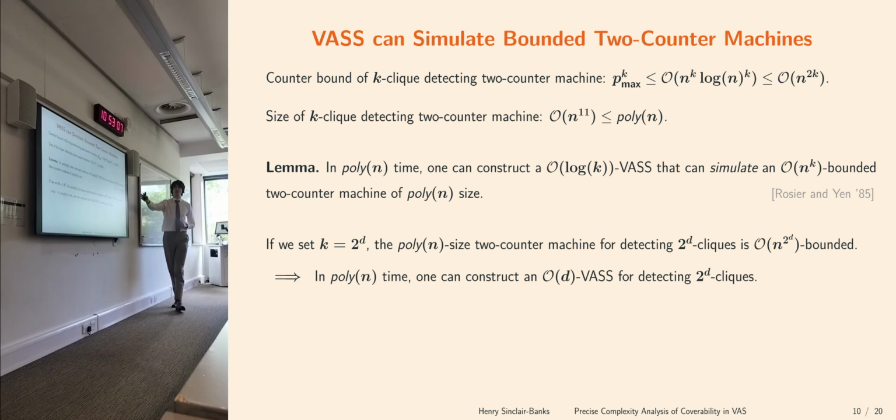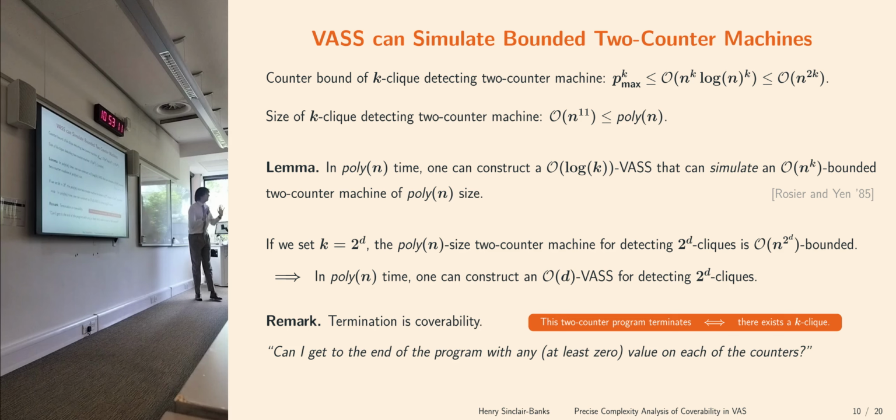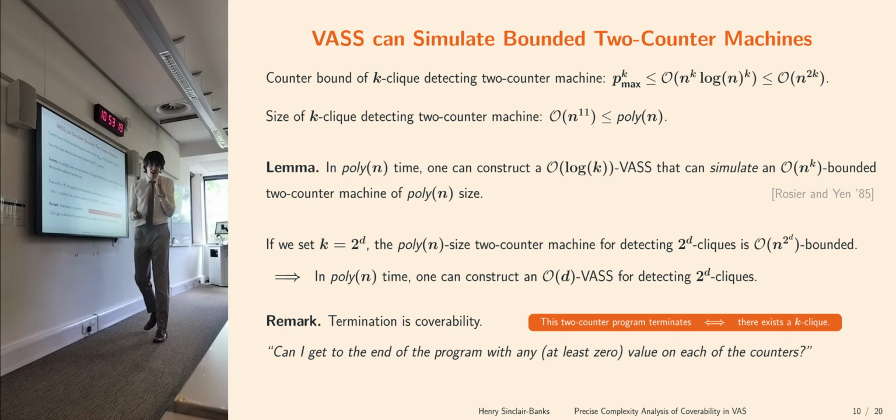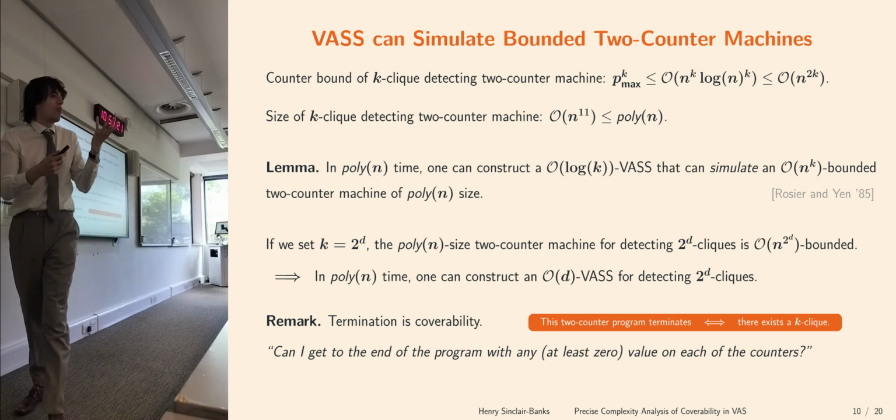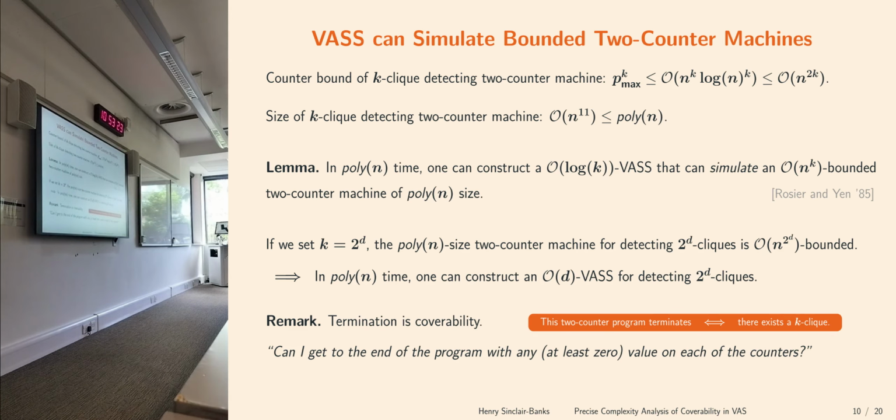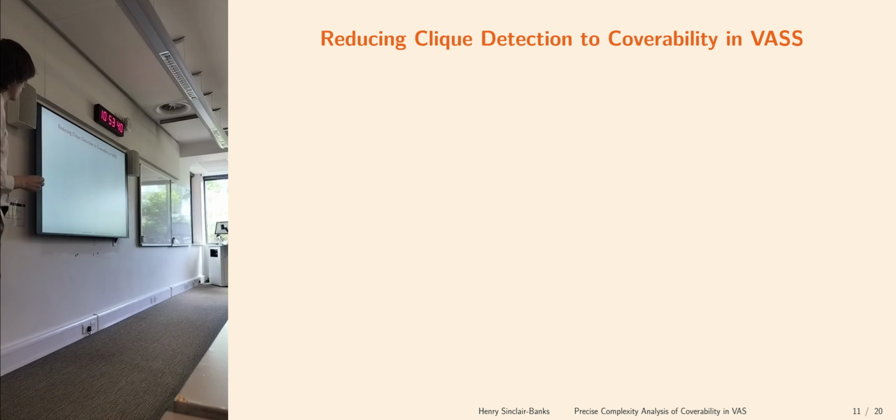So unfortunately, a lot of the magic is hiding behind this beautiful lemma. But I hope this makes sense. And just to be really clear, if you remember the sticker of correctness, which says this counter machine terminates if and only if there is a k clique. This is basically coverability. All I care about was that counter machine getting to the very final instruction. That's like asking it, can I get to this control state with any counter value? So it's like coverability to at least 0 on every counter. I really genuinely do not care about the final counter values. So I'm kind of saying that termination is coverability, for the sake of this reduction.